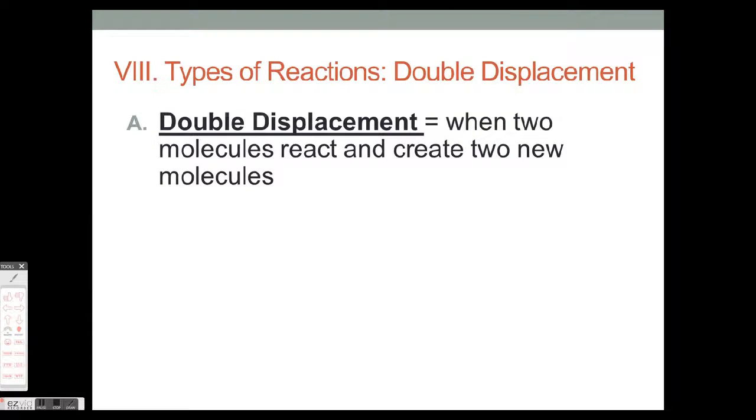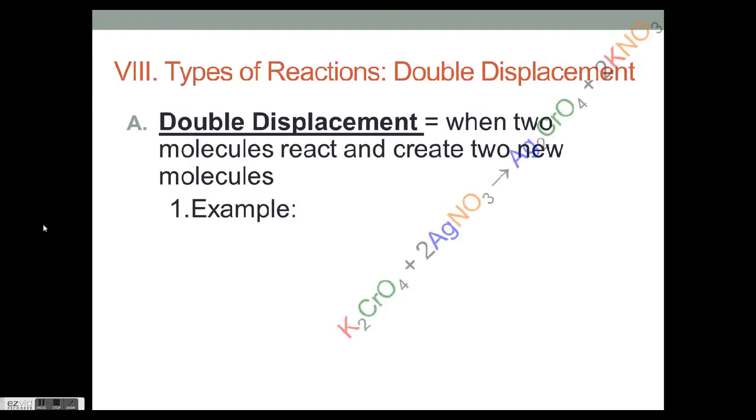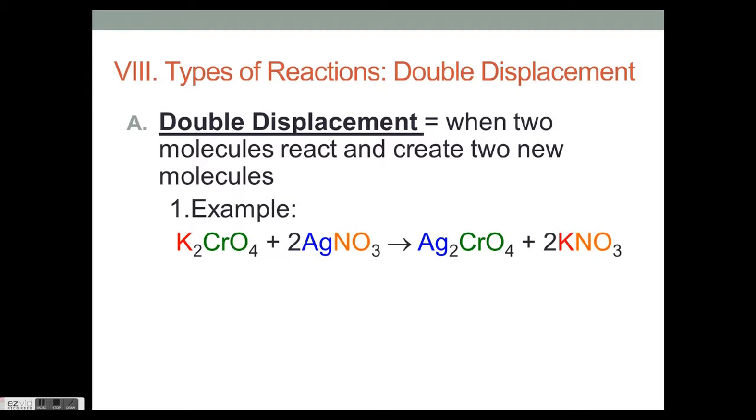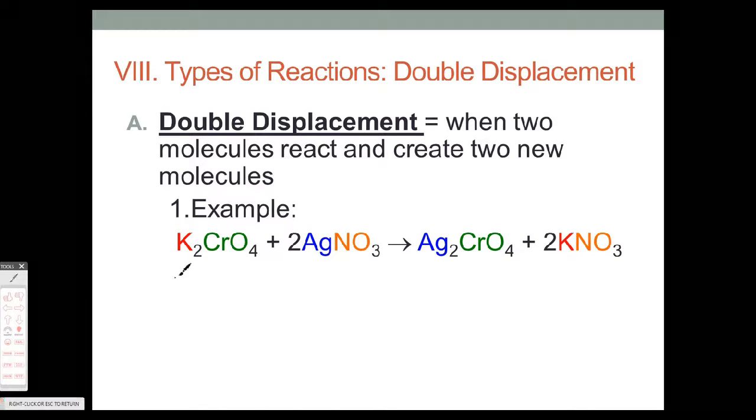Double displacement is when two molecules react and you get two entirely new molecules. The example here is really hard to look at. I'm going to see if I can make it a little bit easier to see by drawing my letters. So I have A, B, C, and D. So let's draw my A over. My A is that potassium in that case. Let's put an A here.